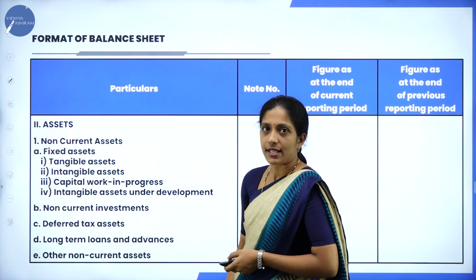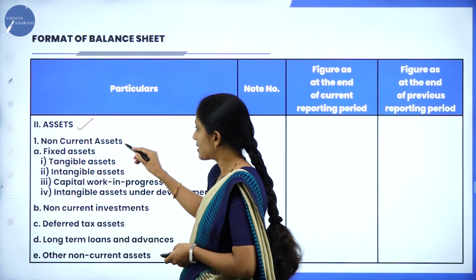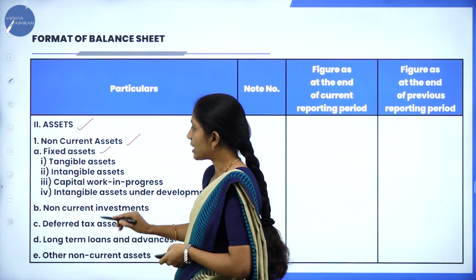Now coming to assets. Your Roman number 2 is assets. Under that, first one, non-current assets. Under that, A, fixed asset.